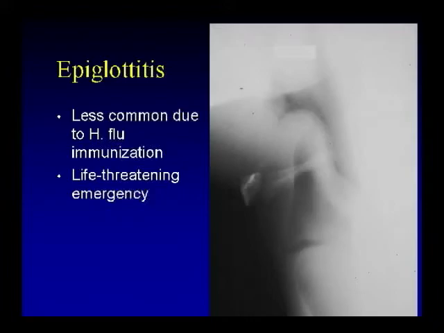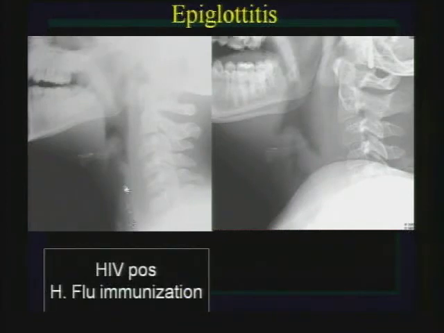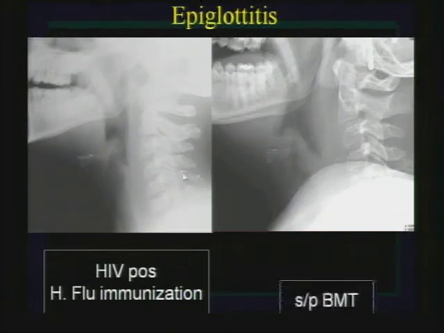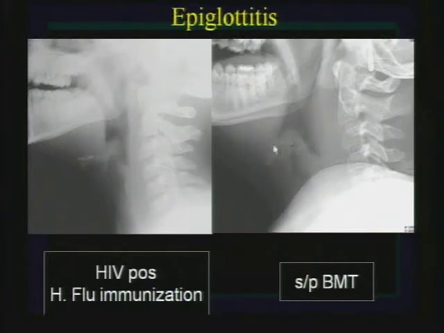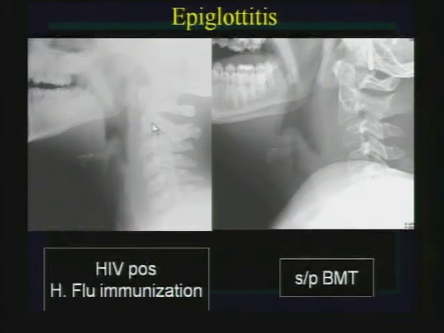It's a life-threatening emergency, and every institution needs to have some policy to deal with it if and when it comes. We used to see it much more commonly. Here are our last two cases, and both were a little unusual. One was an HIV-positive child who had immunization, but it didn't work. The other was a child who had a bone marrow transplant. This has been reported, and they're not exactly sure of the mechanism, but some children with bone marrow transplant will develop a form of epiglottitis.